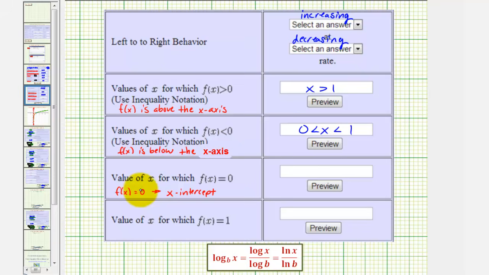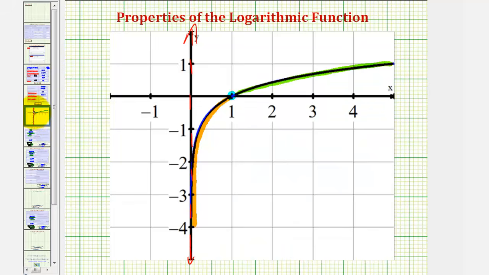Next, we want to find the value of x for which f of x equals 0, which would be where the graph crosses the horizontal axis, or x-axis. So the function value equals 0 right here at the horizontal intercept of x equals positive 1.